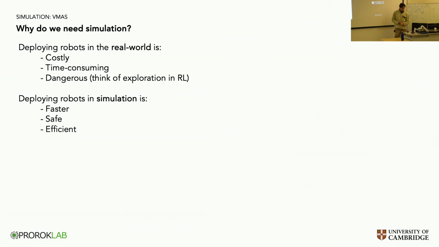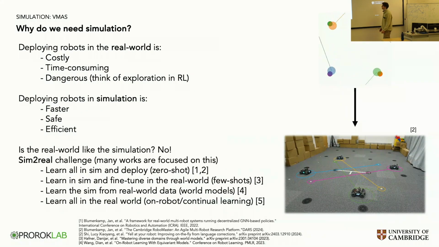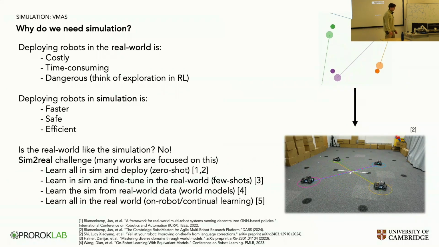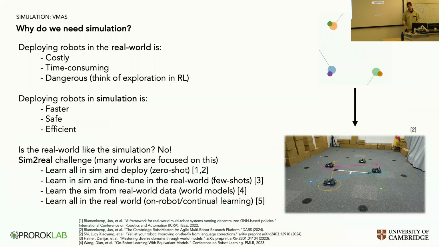But deploying robots in simulation, on the other hand, is very fast, it's safe, and it's efficient. But there is one problem: if you're using a simulator, how do you go from the simulation to the real world? This problem is called sim to real, and there are many different ways to approach it. One is to do it zero-shot: train in simulation and deploy it in the real world without further adaptation. This is what we do in these deployments. To make this happen, we need to tune the simulator with parameters from the real world.